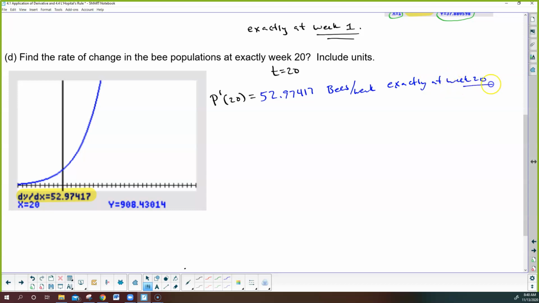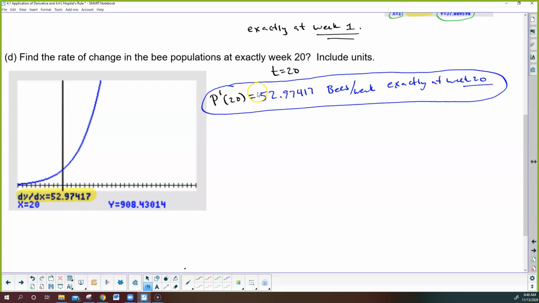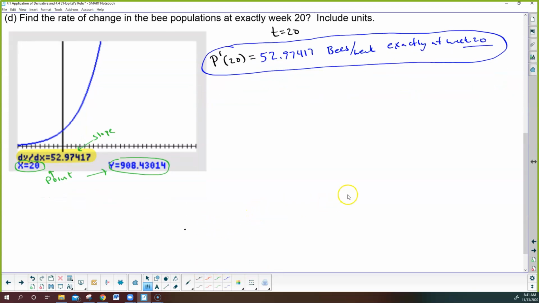So exactly at week 20. And then you could also state that the bee population is increasing because it's a positive derivative. Okay, the last thing I just want to quickly point out here is look at what else they gave you. They gave you the derivative, the slope. But wait a minute, they also gave me the point. Why would they give us that? Or another question, what else could I do with that?